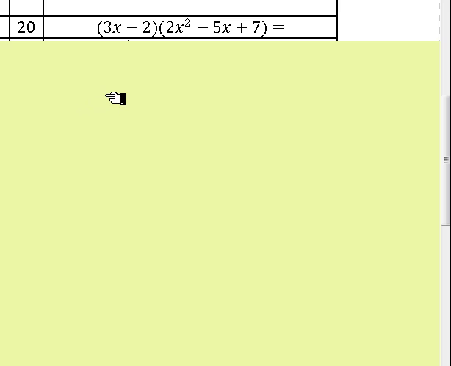In number 20, we're multiplying a binomial times a trinomial. So we'll do this using the distributive law. First we'll multiply through by 3x. Okay, so we have 3x times 2x squared, that's 6x cubed. 3x times minus 5x, that's minus 15x squared. And 3x times 7, that's plus 21x.